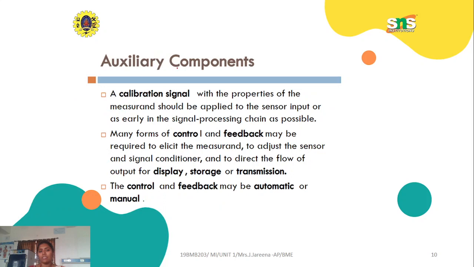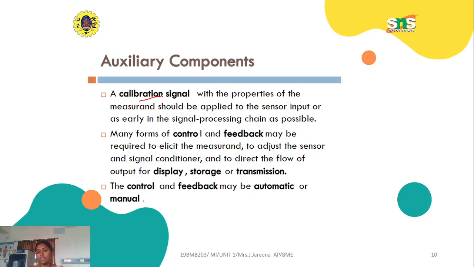Okay, so next is auxiliary components. The auxiliary components are not necessary, but the presence of these components is very important. They add features to support the accuracy of the designing of a device. Such auxiliary components, here we have listed out, are calibration signal.